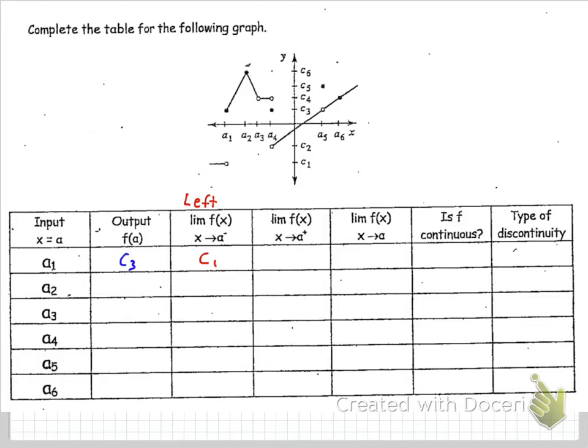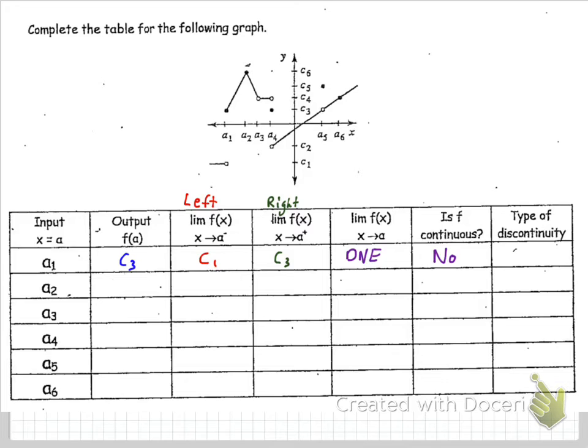The limit from the right, remember that's what the plus means, that's going to be where the green arrow is, and notice that we get closer and closer to the value C3. So in this case, the output is equal to the limit from the right, but the limit does not exist because the limit from the left and the right are not equal. Since the limit doesn't exist, it is not continuous.